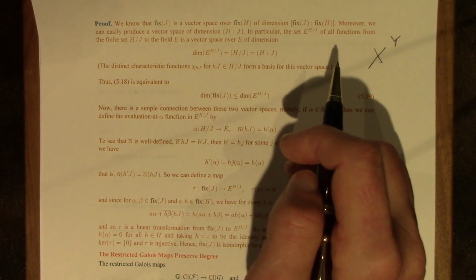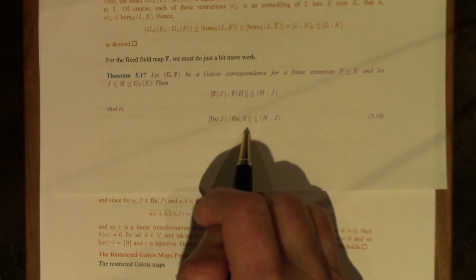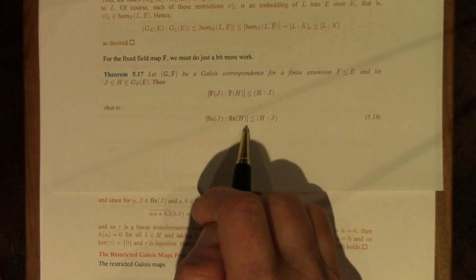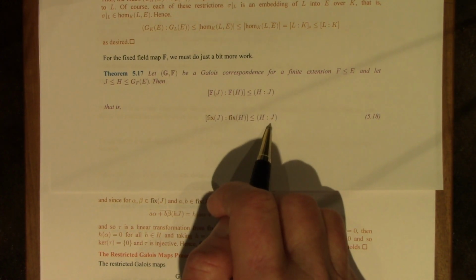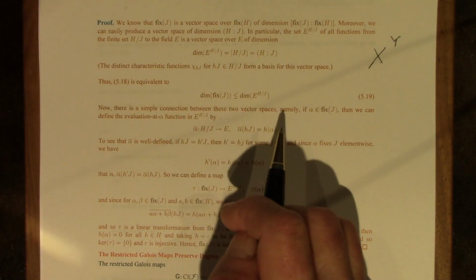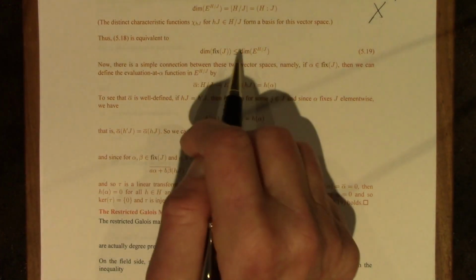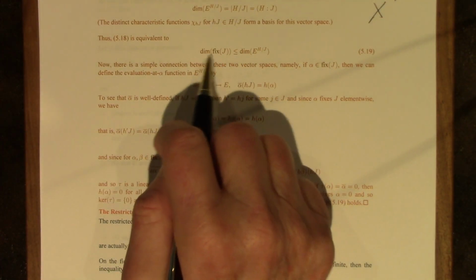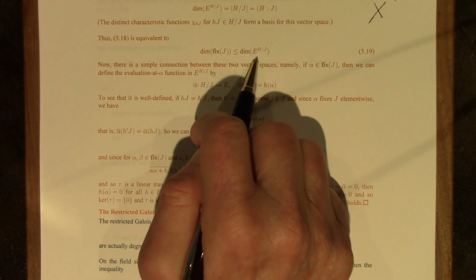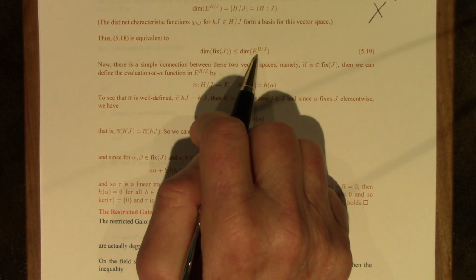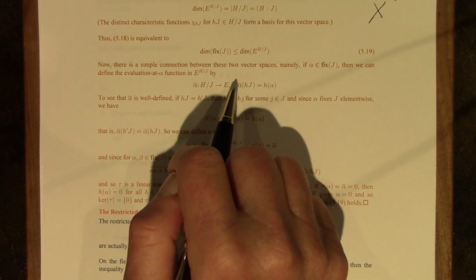So let's go back to what it is we're trying to show. We have two vector spaces. One has this dimension, the other has this dimension. So to prove that the inequality holds is equivalent to showing that the dimension of this vector space is less than or equal to the dimension of this vector space. Now, there's a simple connection between these two vector spaces.